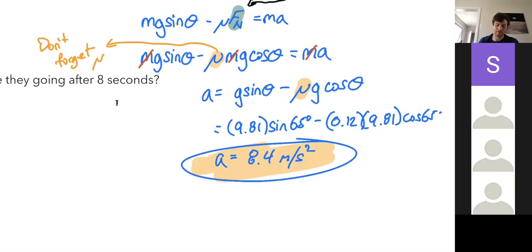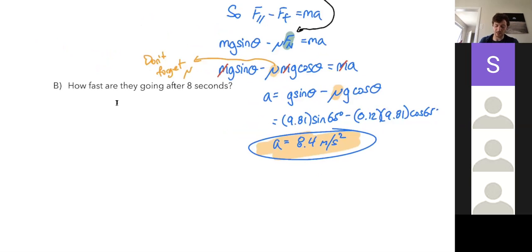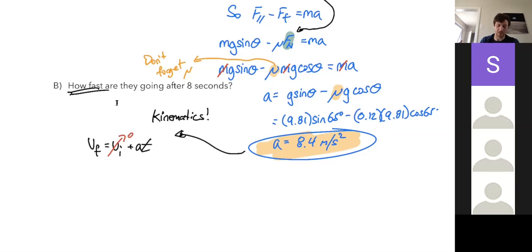It's great, okay? And now that we have our acceleration, if we want to know how fast they're going, we can now use our kinematics to find the final velocity, right? We want the final velocity. We know they are starting from rest. We just found our acceleration down the ramp, and we know they're going for 8 seconds. So this is just a super quick calculation. This is nothing fancy here. Our final velocity is just going to be 8.4 times 8 seconds, which means our final velocity is going to be a good old 67 meters per second.